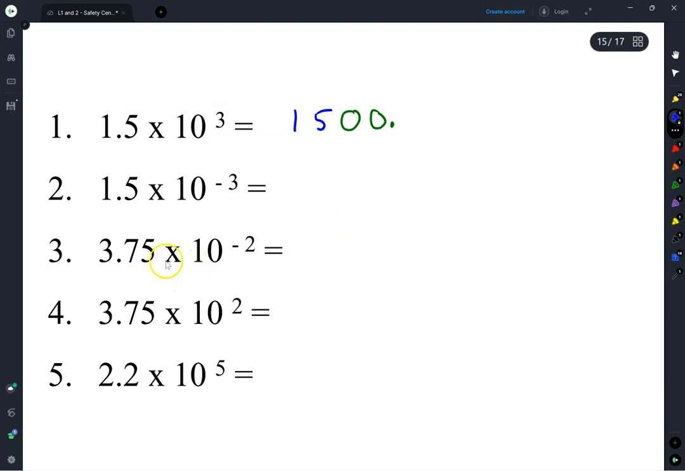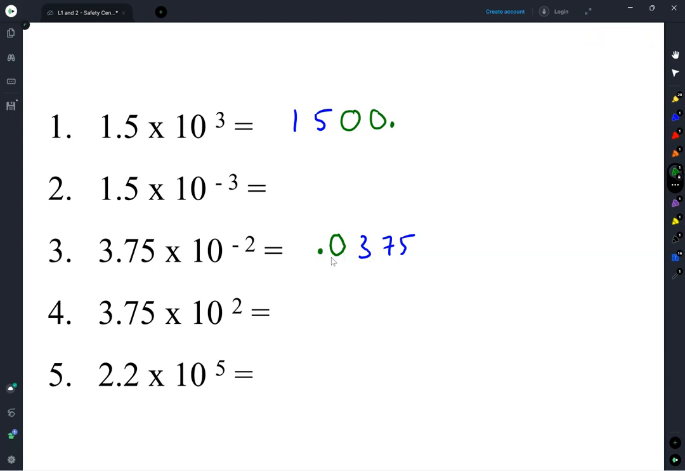Let's try question number 3. Again, I'm just going to write down the number, 3.75. I see the exponent is 10 to the power negative 2, so it's going to be a smaller number. To make it a small number, I'm going to have to jump to the left. How many jumps to the left? 2 jumps to the left, so 1 and 2. Here's my new decimal place. Put a 0 as a placeholder and erase the old decimal, and we're good.